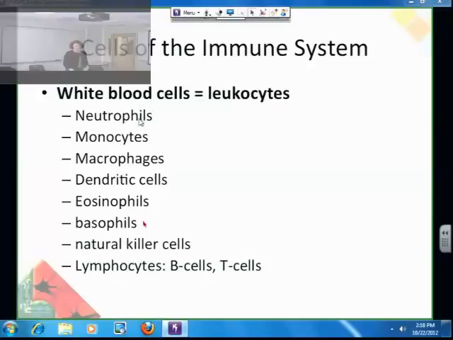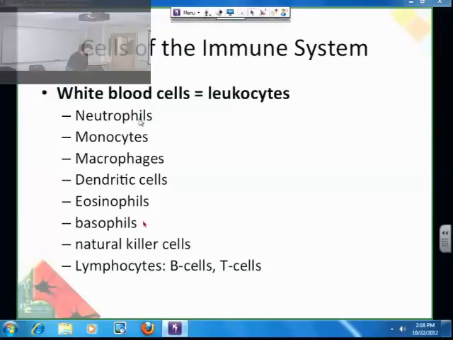So a lot of times people confuse leukocytes and lymphocytes. Basically, leukocytes are all white blood cells, including neutrophils, monocytes, macrophages. Lymphocytes are specifically B cells and T cells. So lymphocytes are a subset of leukocytes. Okay?